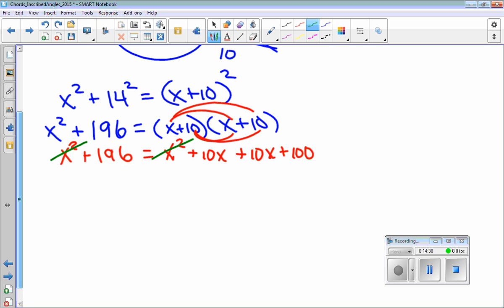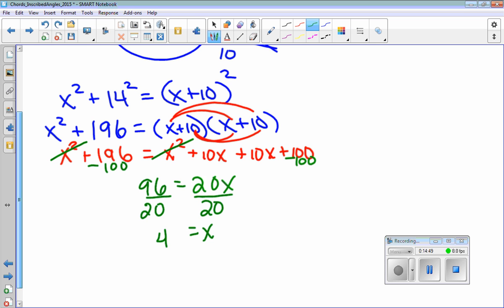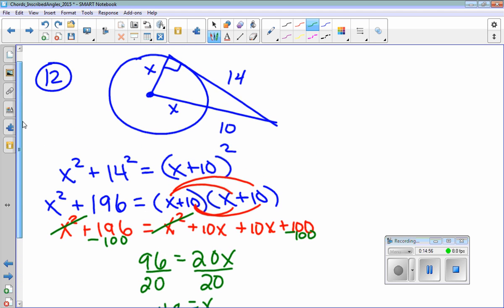We'll subtract the 196, or maybe we should go the other way. We're trying to get x on one side, the other's on the other, right? So I'm going to have 20x over here, and then we'll subtract the 100, and I'll get 96 over here. Divide by 20, 4.8, exactly. Is that what you were asked to find, by the way? Yeah, just x. This one actually worked out good. It's just remembering how to multiply that binomial out. Okay?